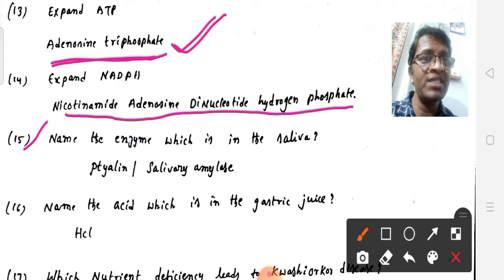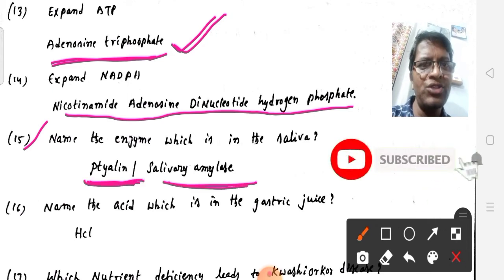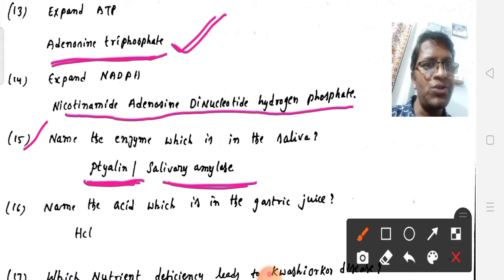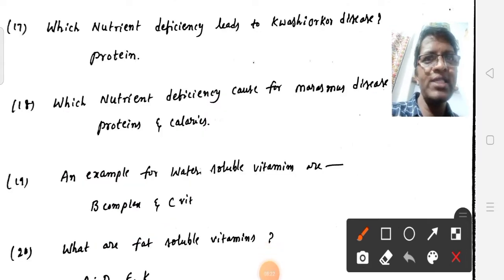Then we can go for 15th bit. Name the enzyme which is in the saliva. Ptyalin or salivary amylase. Then we can go for 16th bit. Name the acid which is in the gastric juice. The acid name is hydrochloric acid. It is secreted by the stomach.